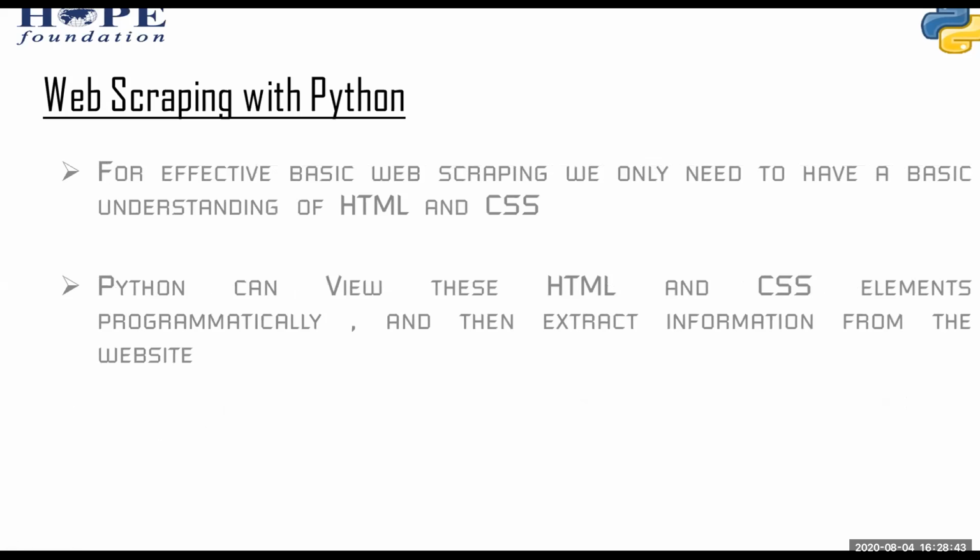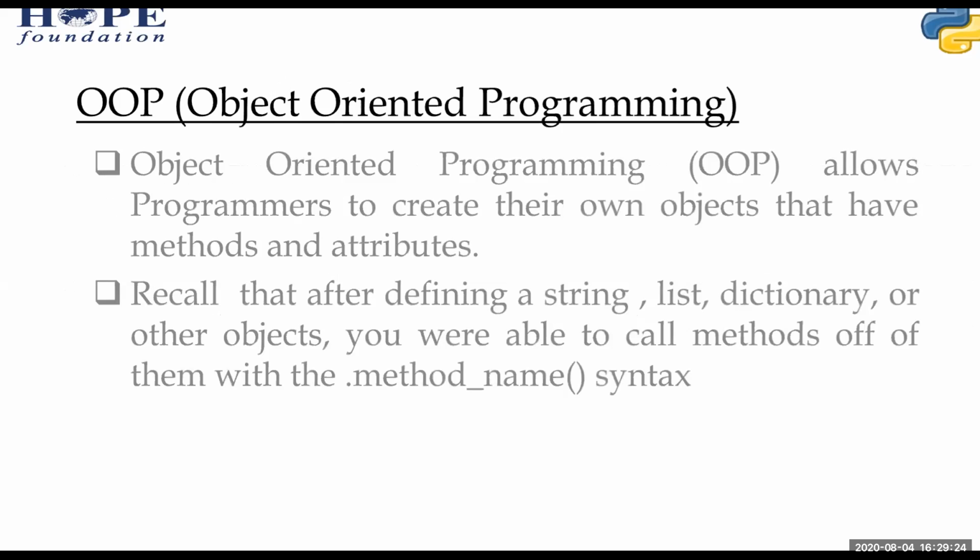For effective basic web scraping, we only need a basic understanding of HTML and CSS. HTML is for your content side and CSS is for how your content looks. With CSS you can change your font style, font color, size, and backgrounds. Python can view these HTML and CSS elements programmatically, and then extract information from the website.